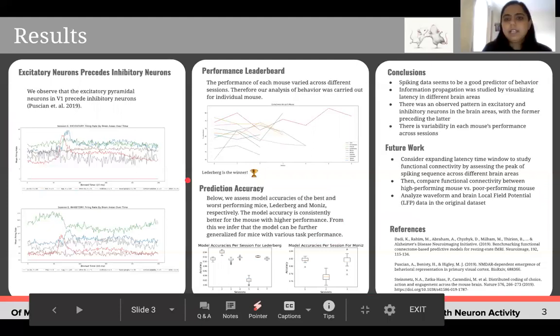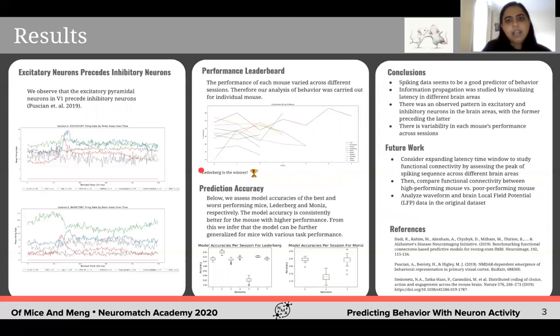Here we present the leaderboard of performances of each mouse for the sessions they participated in. As you can see, there's a lot of variability in their performances. Best performing mouse was Liederberg and worst one was Moniz.